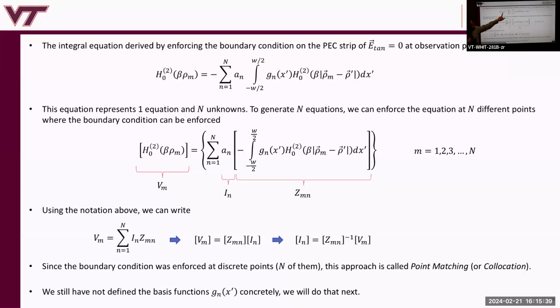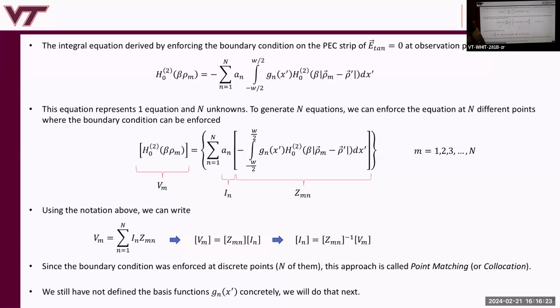But this equation is a function of the observation point rho m. So to generate n equations so that I can solve for my n unknowns, I can evaluate this equation at n different observation points. So we enforce the boundary condition at n different points, and we end up with this expression here. The left-hand side is the incident field. We evaluate this on the surface of the scatterer at n different points. Then we evaluate the right-hand side at those n points, and we integrate across the entire domain of the scatterer for now, because we don't know what the domain of Gn of x is yet.